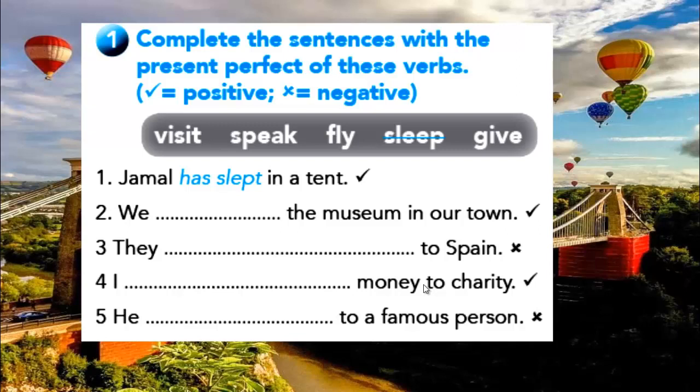Like if you look at the first example here, Jamal has slept in a tent. If you look at the first one here, you have here tick. So this one is a positive sentence. So Jamal, this one is a singular word. So we're going to use what here? Has. That's right. And PP from sleep, it's going to be what? Slept.